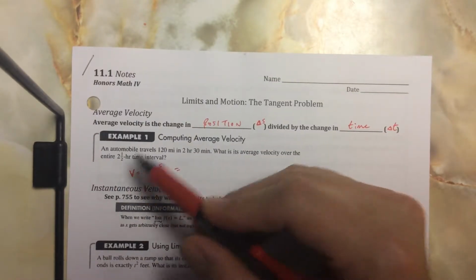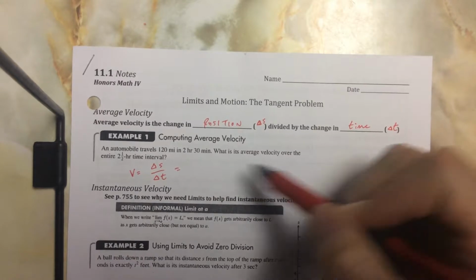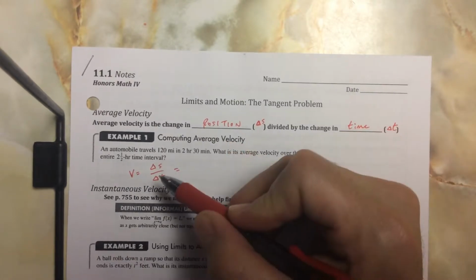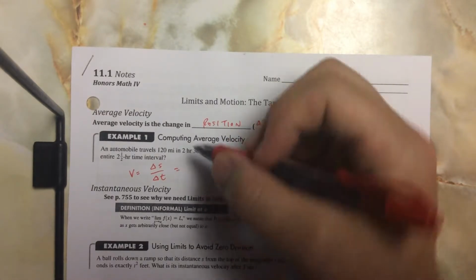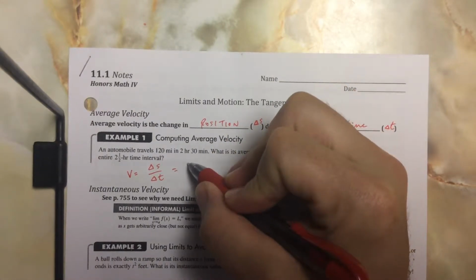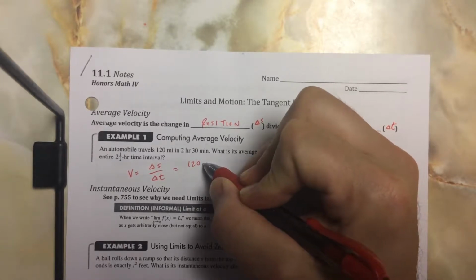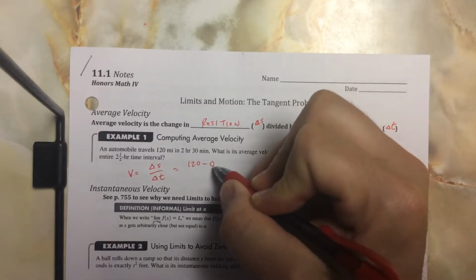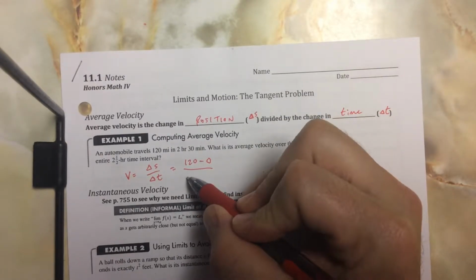Have a pretty straightforward example here. A car travels 120 miles in 2.5 hours. Its average velocity over the entire time period we're going to find by taking delta S over delta T. So our change in position would be 120 miles. And that's because really our ending position was 120 miles and our starting position was 0. So I'm going to actually write it like that.